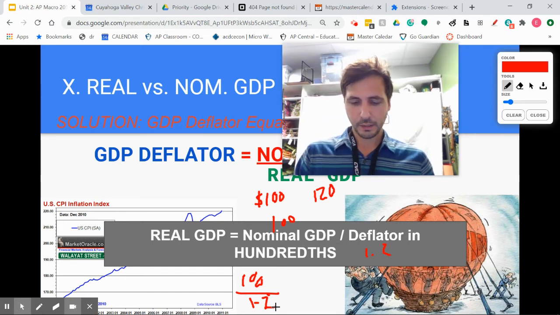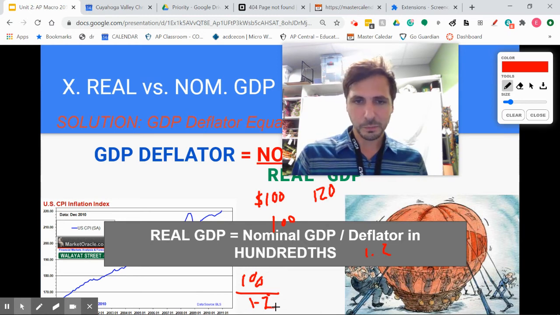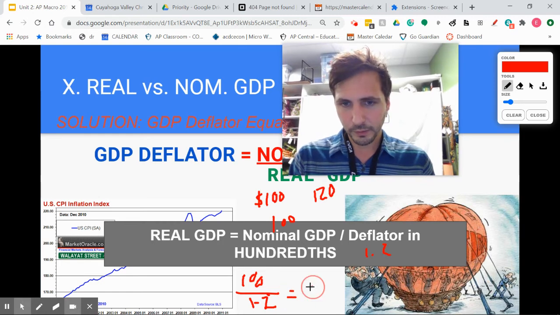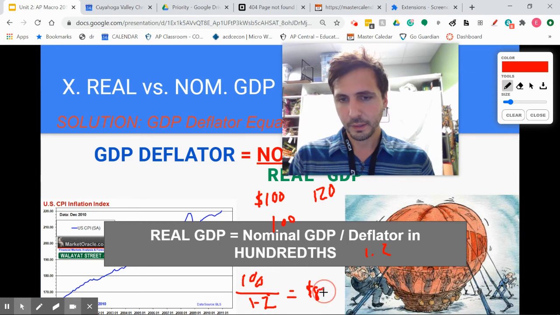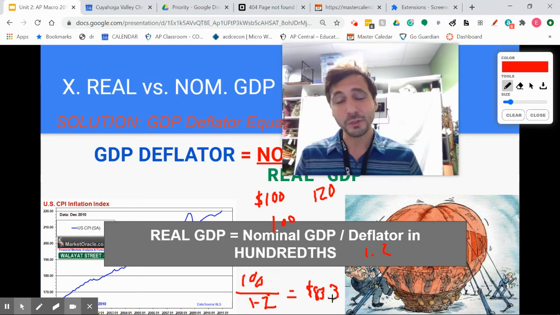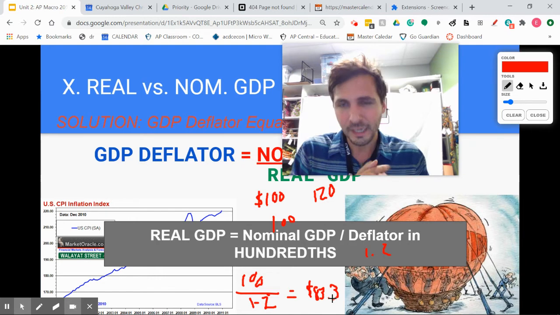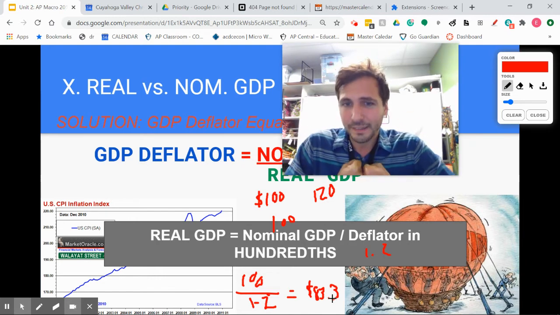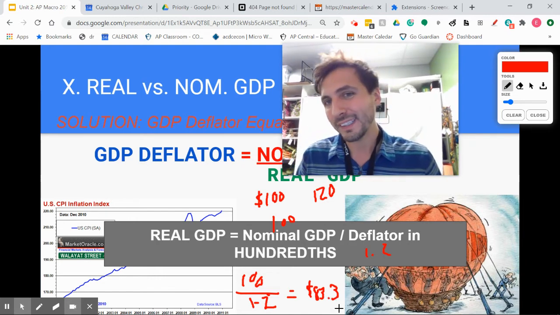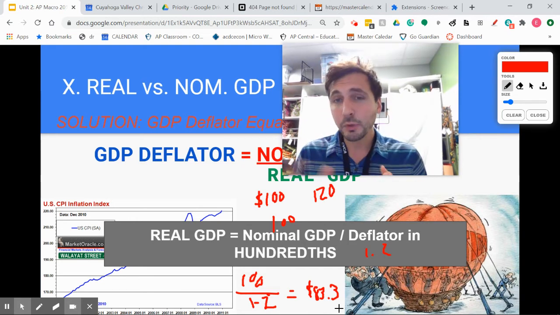Let's see what we got here. Calculator. 100 divided by 1.2 gives me 83.3. So my real GDP is going to be 83.3. Notice, it's less than my nominal GDP. Prices were rising. I have to adjust for that. I have to adjust it down. I have to deflate it. That's why we call it the deflator. So I take the inflation out, I deflate it, and my real GDP is $83.33. Okay, that's nominal versus real.